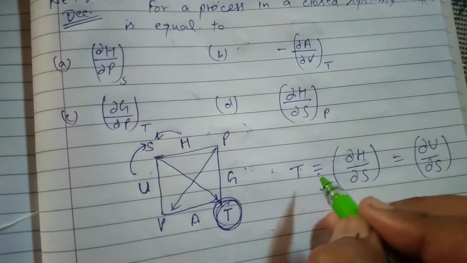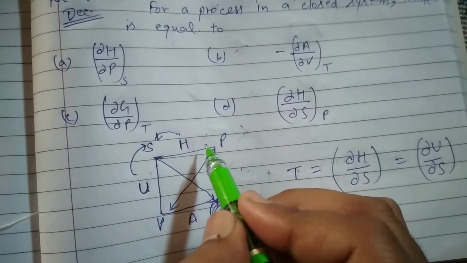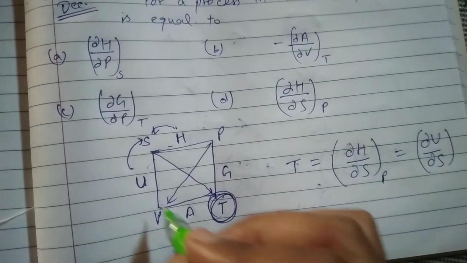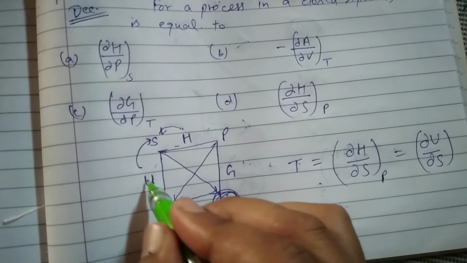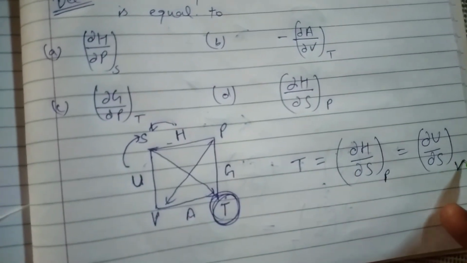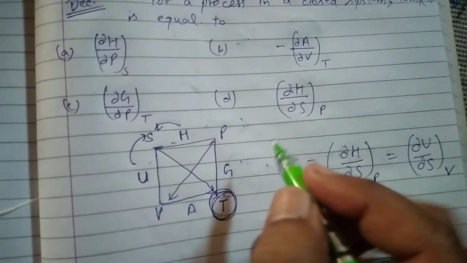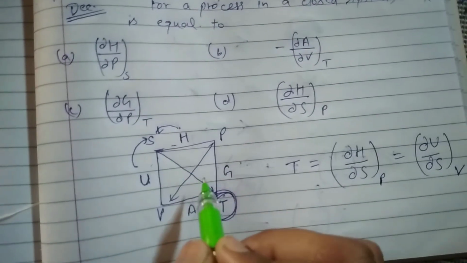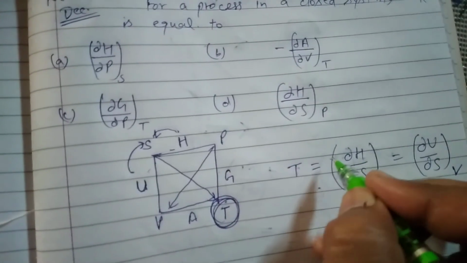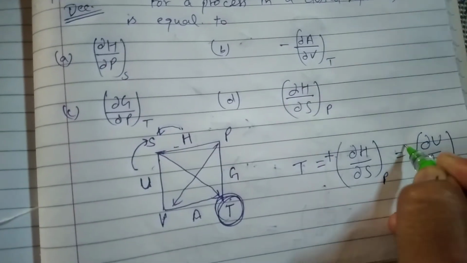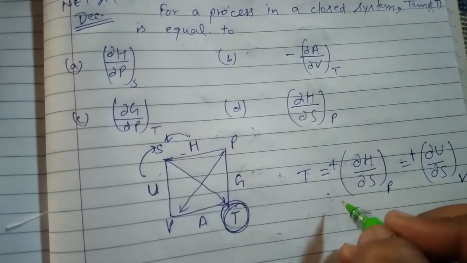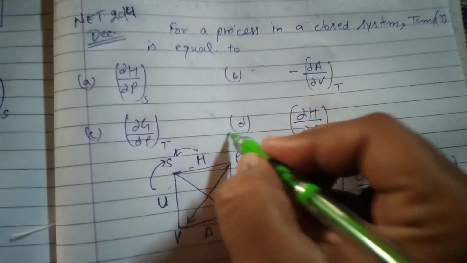Now we have to write their constants. Pressure is on the side of enthalpy, and volume is for the internal energy, and we have to mention the sign. Now you can see that there is no arrow directing towards the entropy, so the sign will be positive only. So according to this equation, D is the correct answer.